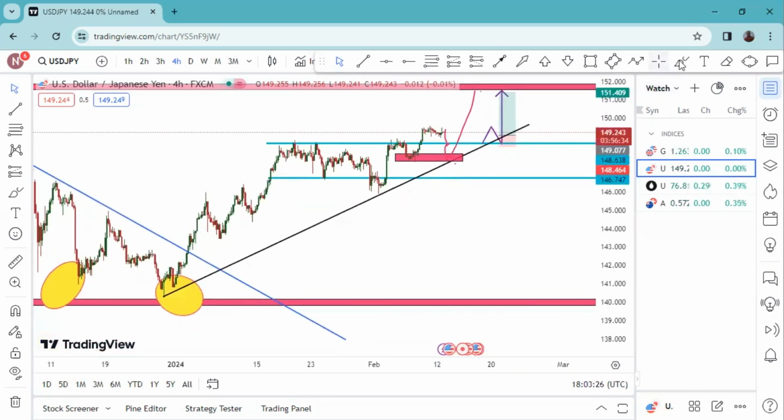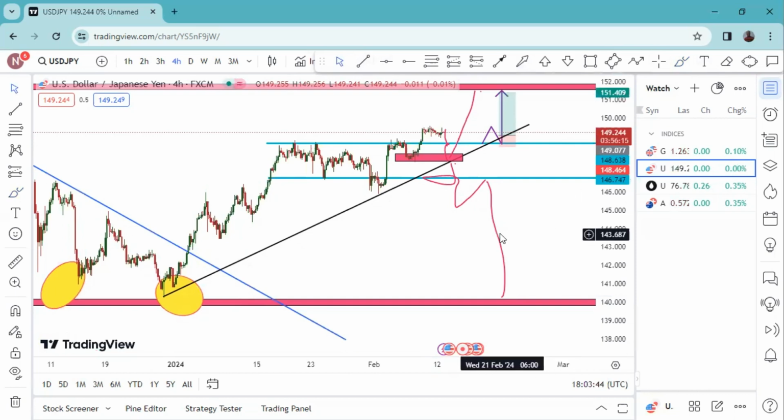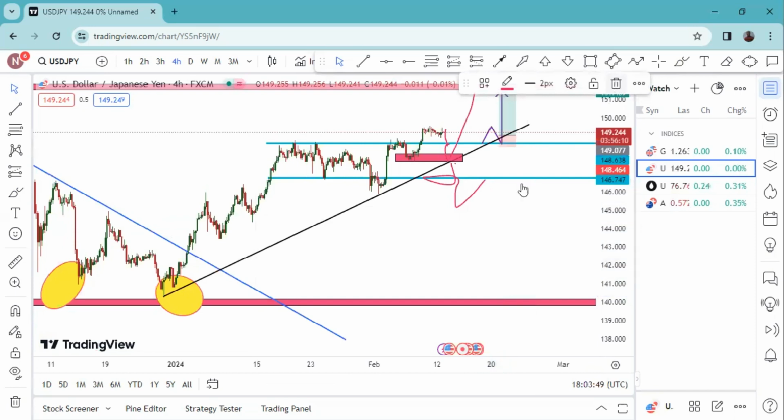But if the market decided to break this trend line to the downside and break that blue line, then retest it to this blue line, I will take a sell. But for now, my bias is on a buy. I'm expecting it to buy. But if the market reverses, I will take a sell. But for now, I'm expecting a buy.